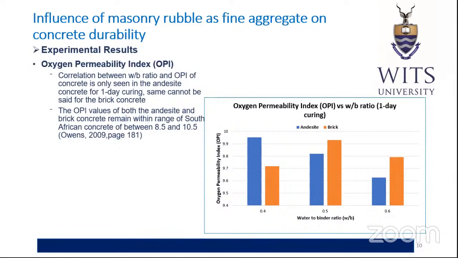Looking at the graph, it can be seen that the 0.4 mix ratio is an anomaly that disrupts the correlation between the water to binder ratio and the permeability of the brick concrete, leading to the result being inconclusive. If we discard the 0.4 mix ratio for the brick concrete, it can be seen that the OPI values of the brick concrete are higher than that of the andesite concrete, meaning the brick concrete is less permeable than the andesite concrete. This is expected, as masonry brick is more porous than the andesite stone.